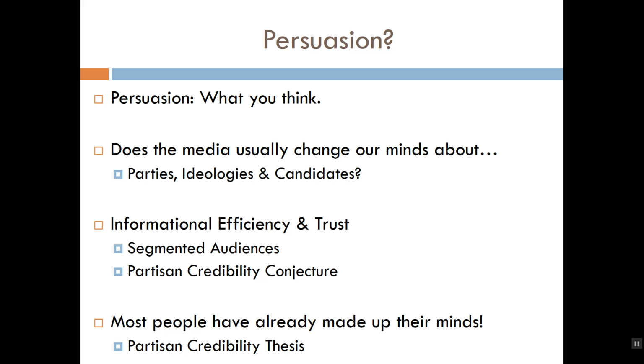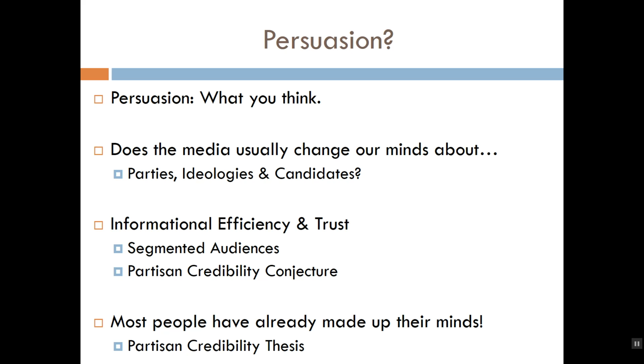So the first reason that persuasion is ineffective as a method of media influence is that it is hard to reach the other side. And it is hard to reach the other side because high informational efficiency is used to filter out information with which we disagree, and that creates segmented audiences.